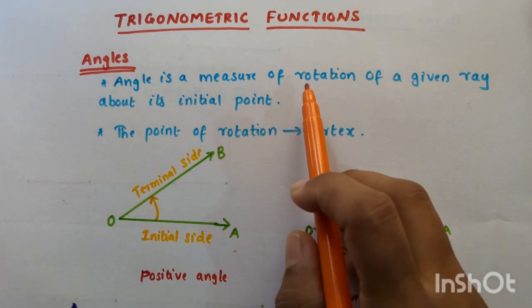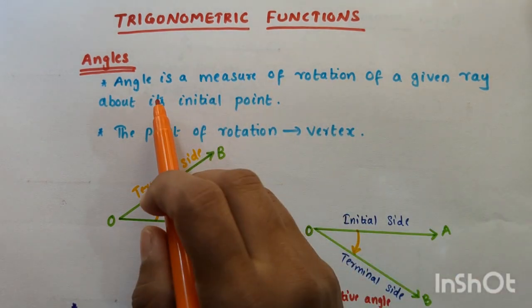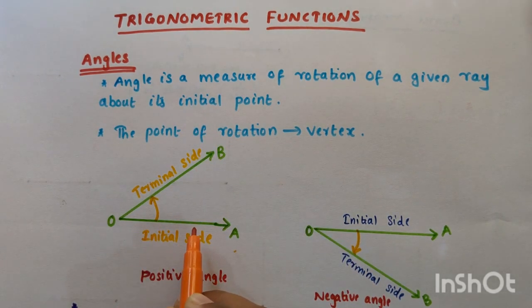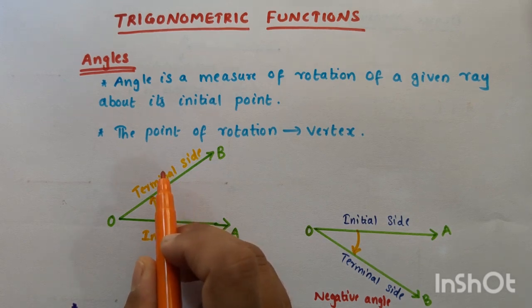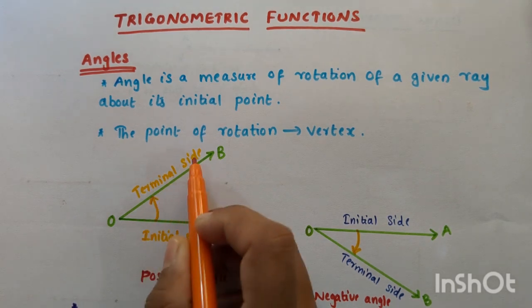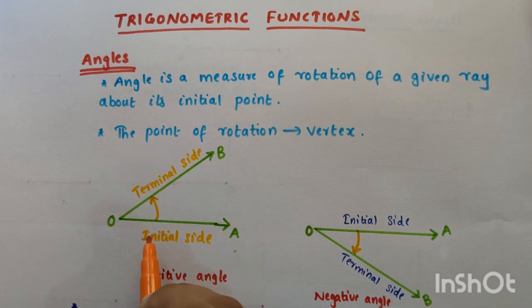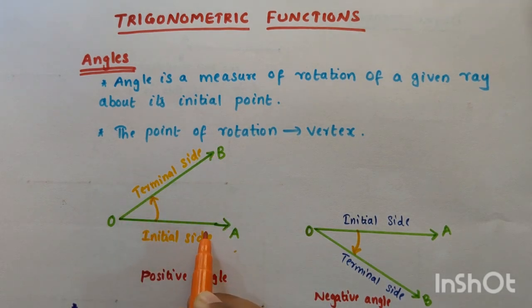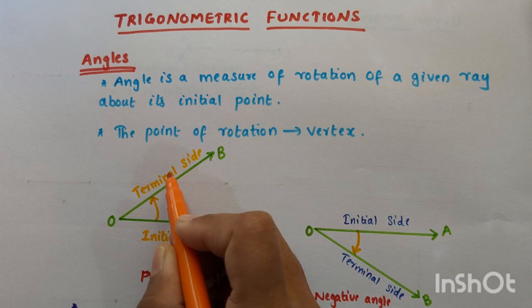Angle is a measure of rotation of a given ray about its initial point. The original ray is called the initial side, and the final position of the ray after rotation is called the terminal side of the angle. Here we have the ray OA. It has been rotated through some angle, so after the rotation it has reached here. So this is the initial side and this is the terminal side.